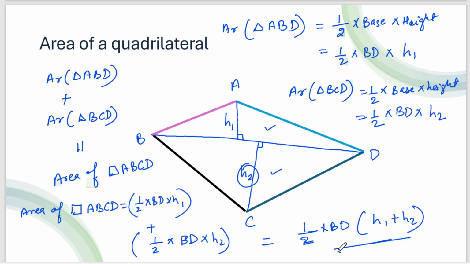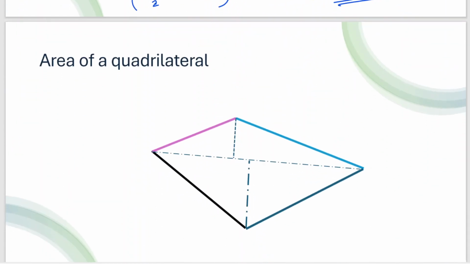Okay, so you don't have to derive this formula every time. Just remember it. What is the area of quadrilateral ABCD? That means half into one diagonal, that is BD, which will work as the base for both the triangles, and then you add the heights of both the triangles and multiply it with half into BD, that is the diagonal, into this.